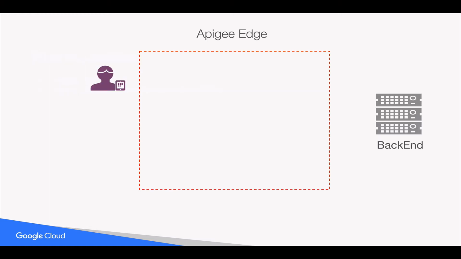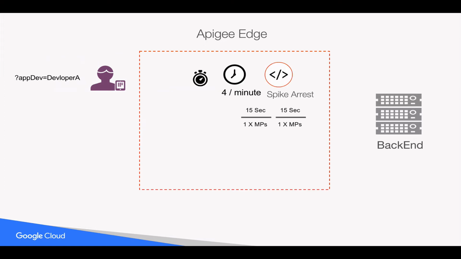Let us see a scenario where we will need a spike arrest to be configured against an individual app developer. To make it easy to understand, let us use smaller transaction limits. Let's say I have a use case where my backend can only sustain 4 transactions per minute. I can easily add a spike arrest policy to enforce this restriction.